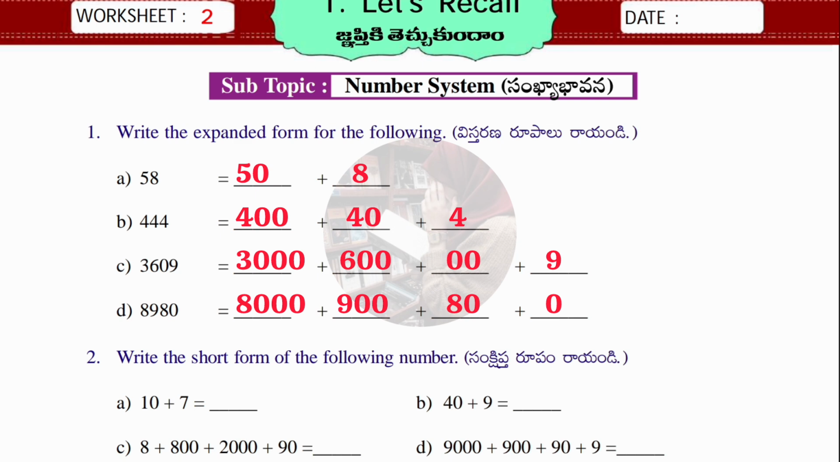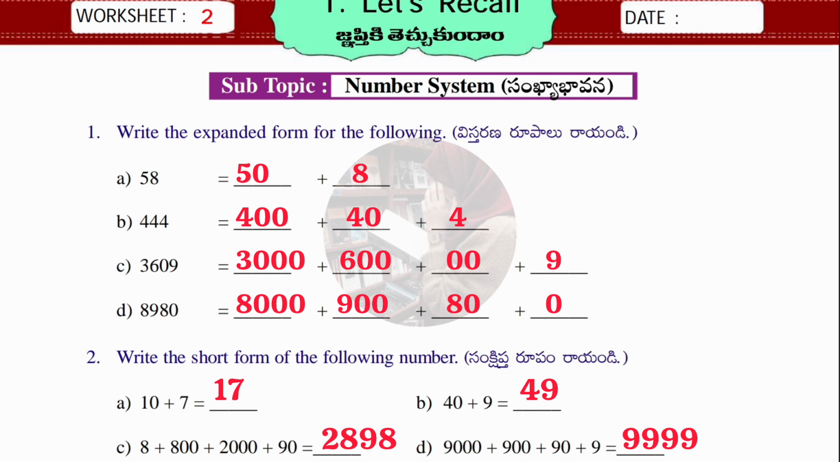Okay, let's move on to the second Roman, which is write the short form of the following numbers. Here we have been given the expanded form. Now what we have to do is write it down in short form. Let's see. First one is 10 plus 7. 10 plus 7 is 17. Next, second one, 40 plus 9. Answer is 49.